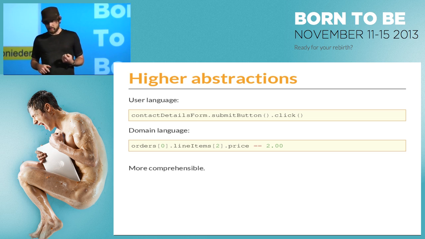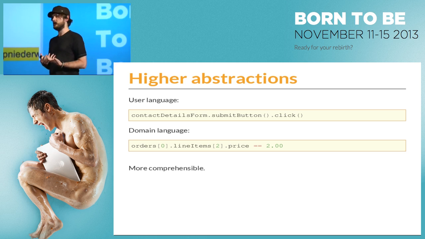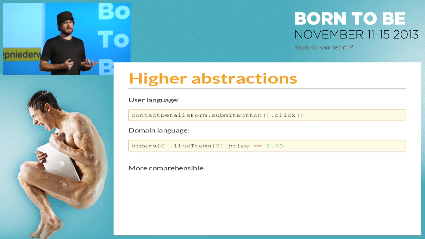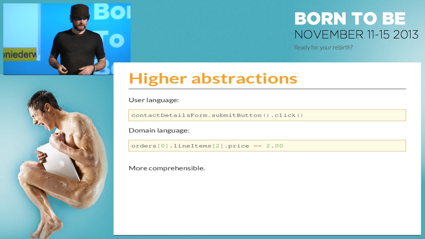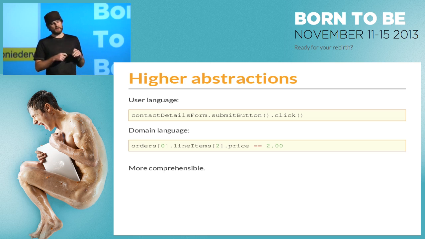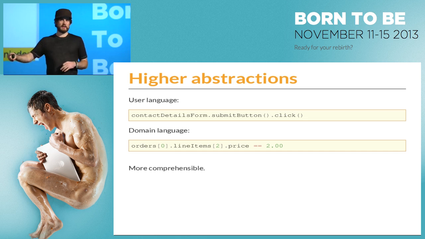It also gives us a mechanism to put higher abstractions into our tests. So if we have these page objects floating around with named content and methods, we can use those in our test to have the actual meaning of the test and what's going on lifted up. In this first line, contact details form.submit button.click, that's the way the user would think about working with the application. I'm on the contact details form, I want to go to the submit button, I click it. If I read that, I very quickly understand what's happening.